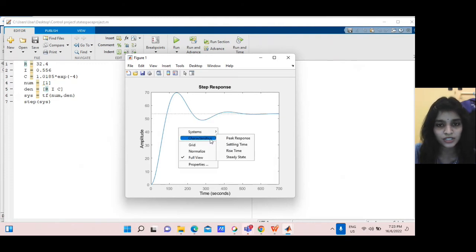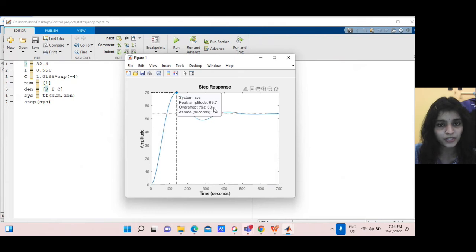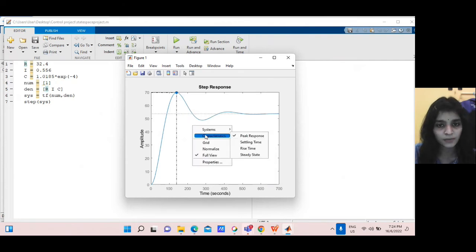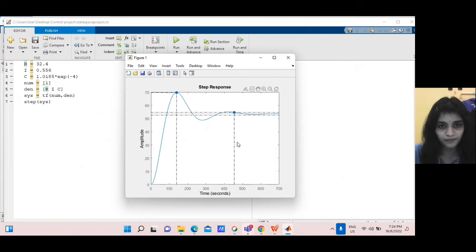So first we're going to see the peak response. This is the peak response. The overshoot will be 30%, with the peak amplitude given as 69.7, and the peak time will be 140 seconds.